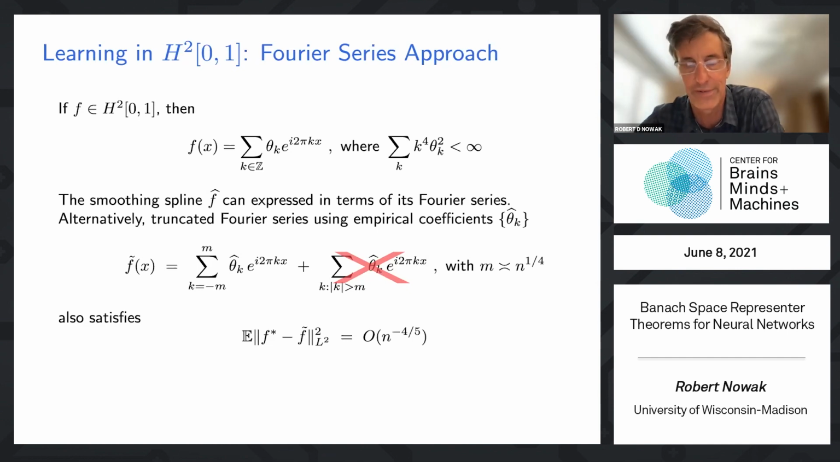And if you do this very simple truncated Fourier series estimator, it also enjoys this optimal rate of convergence of n to the minus 4/5. So we can solve this problem equally well in terms of rates of convergence just by taking the Fourier series of our data and truncating it. And another important point to make here is that the Fourier series coefficients, of course, are also just linear functions of your data, because the Fourier transform is a linear operation. And so this is another linear estimator.